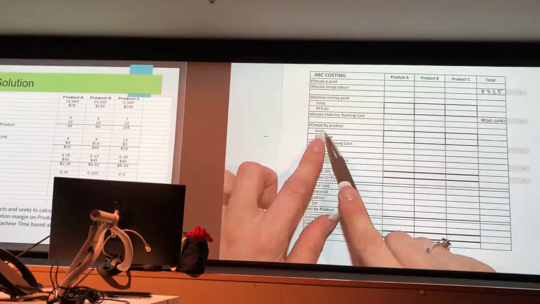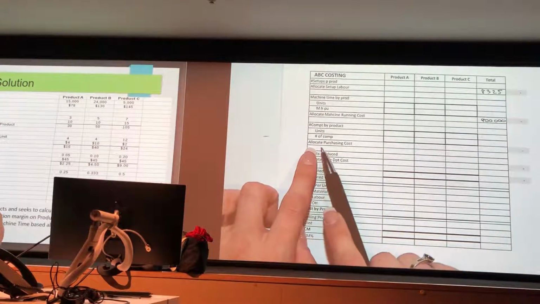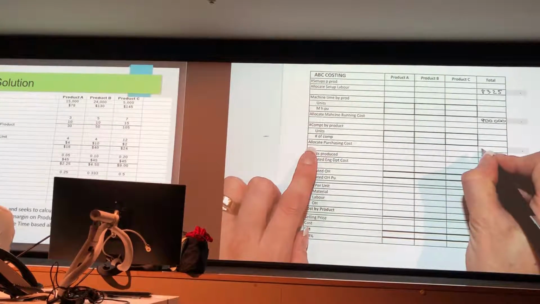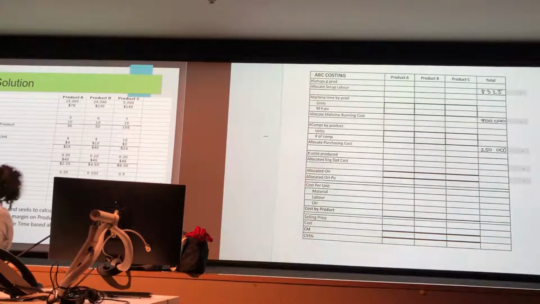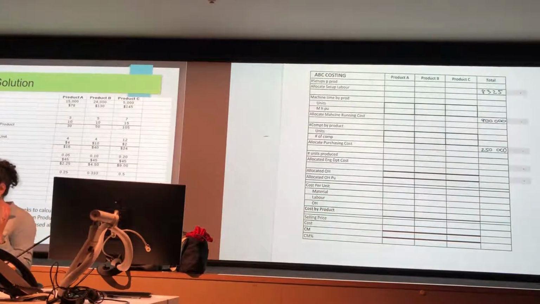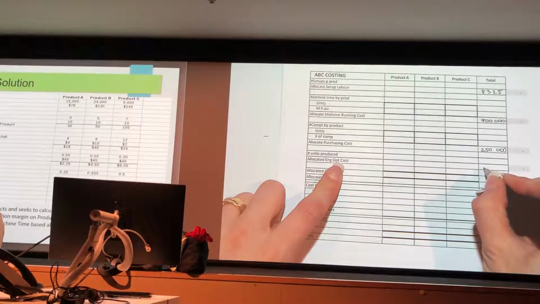Components by product is obviously the amount of units times the number of components, and we will be allocating that out to give us our purchasing cost, which totals 250,000. The reason why I'm doing this is so that I don't have to flip backwards and forwards between my two documents. And then engineering department cost is 350.